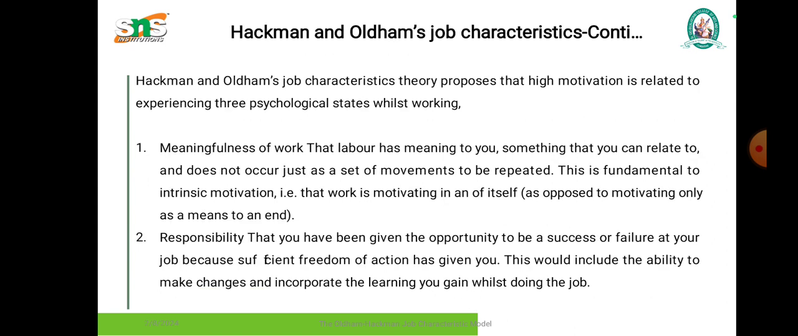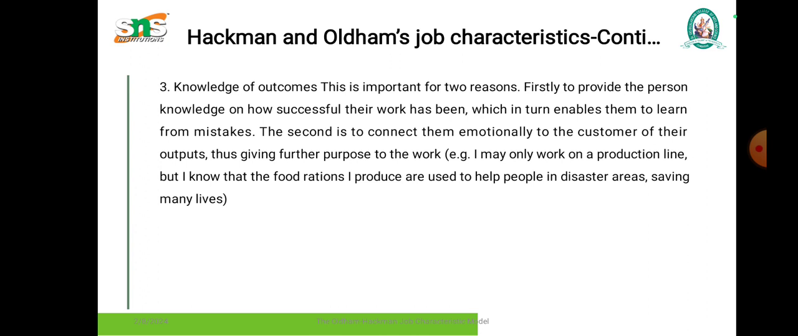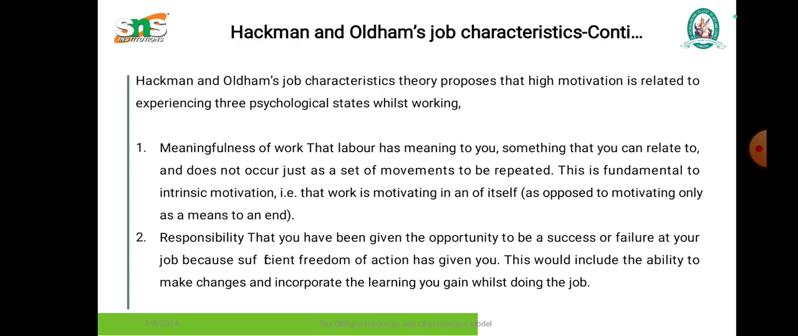And this theory proposes that high motivation is related to experiencing 3 psychological states. The first is meaningfulness of work, the second is responsibility, and the third is knowledge of outcomes. The first one, meaningfulness of work, means that the labor has meaning to you, something that you can relate to and does not occur just as a set of movements to be repeated. This is fundamental to motivation, that is, work is motivating in and of itself.